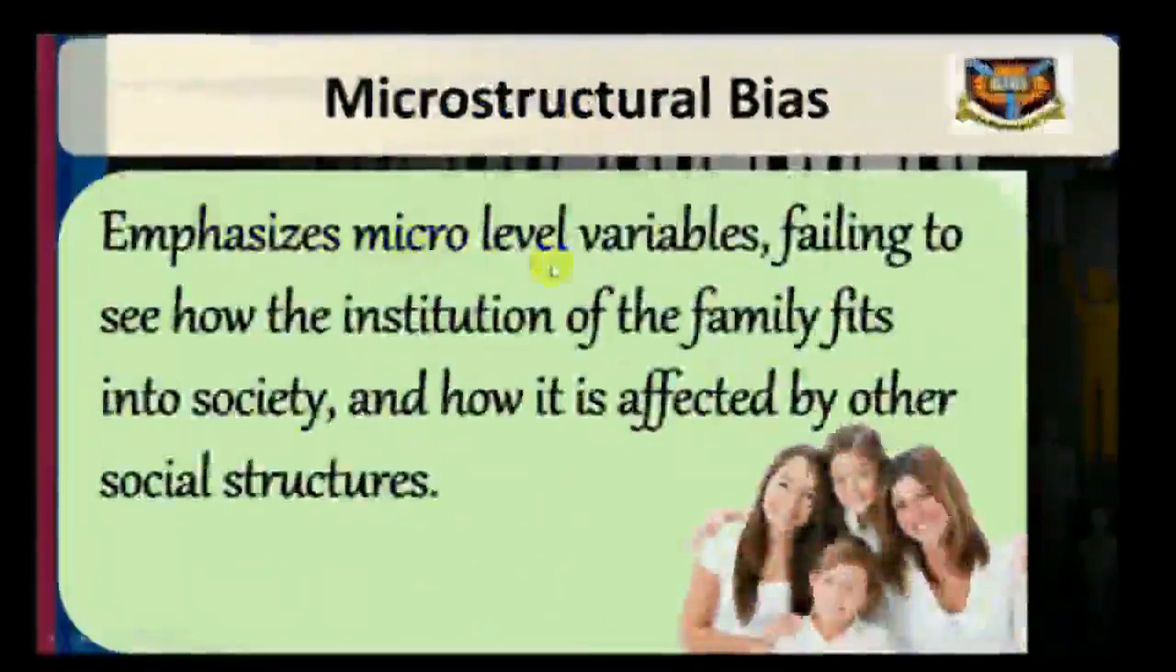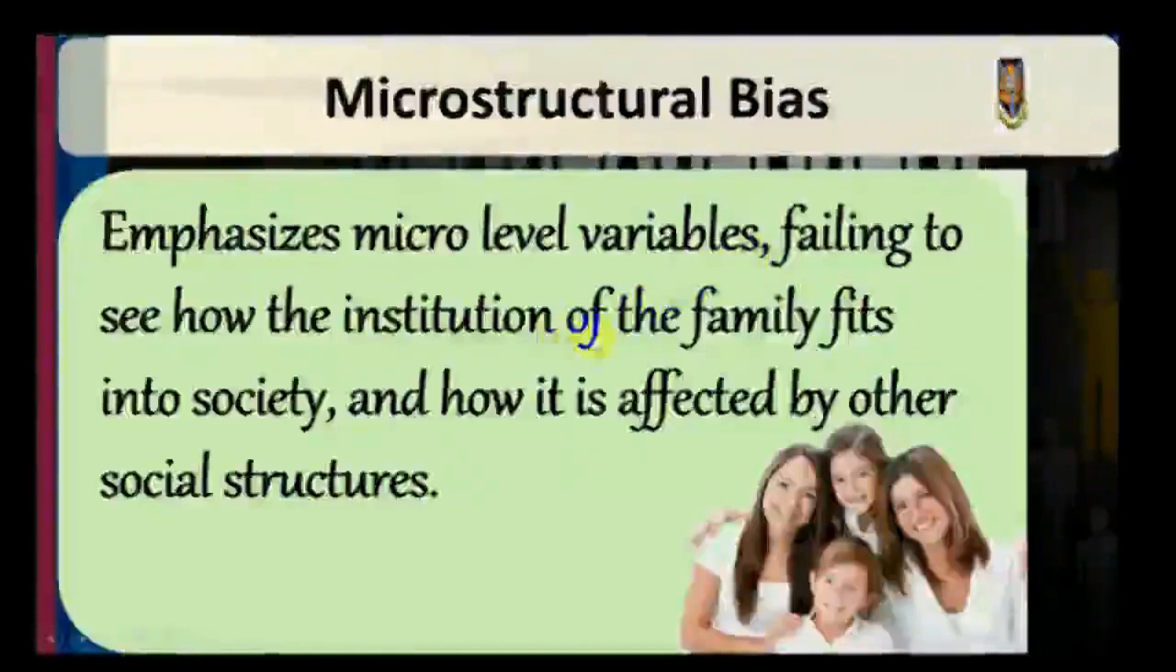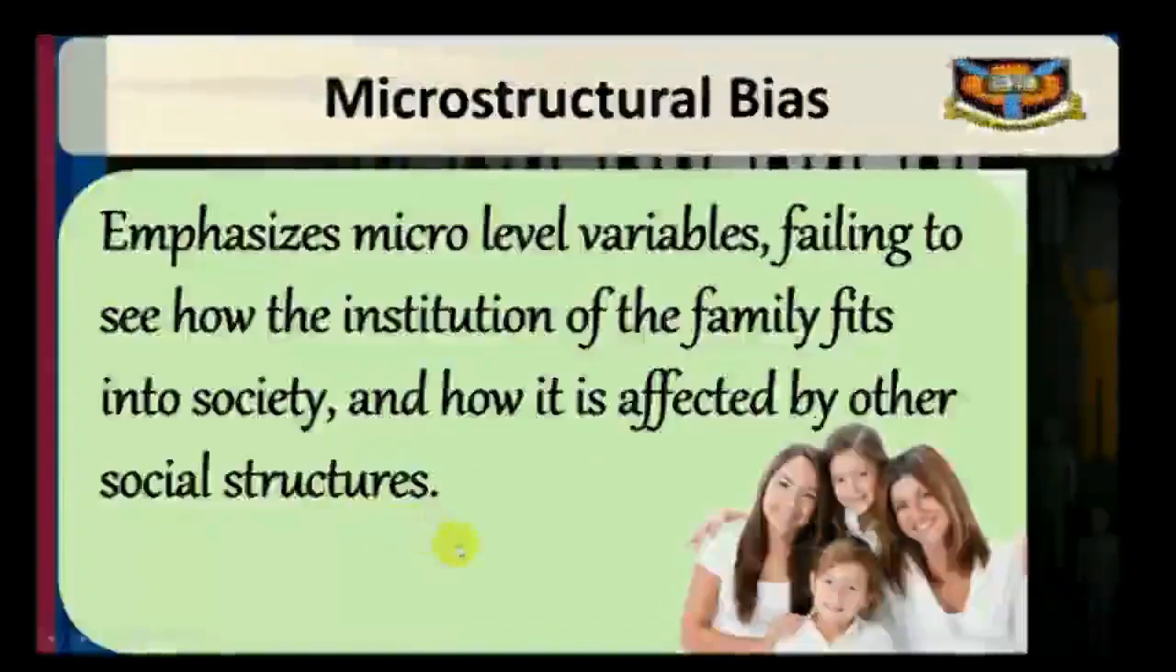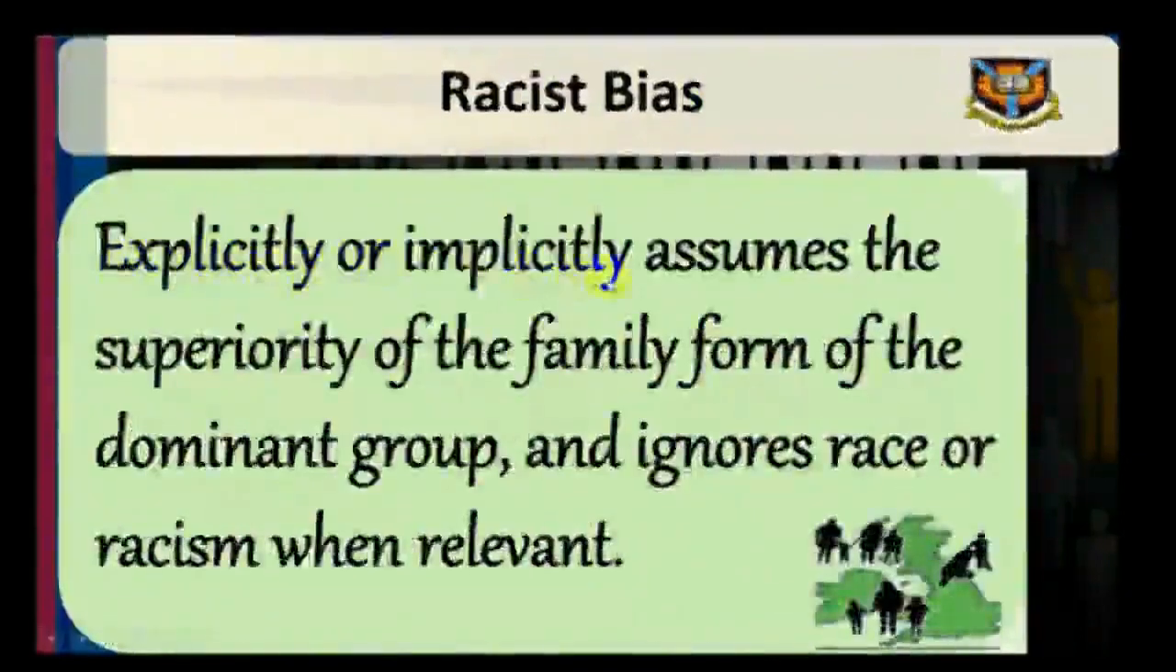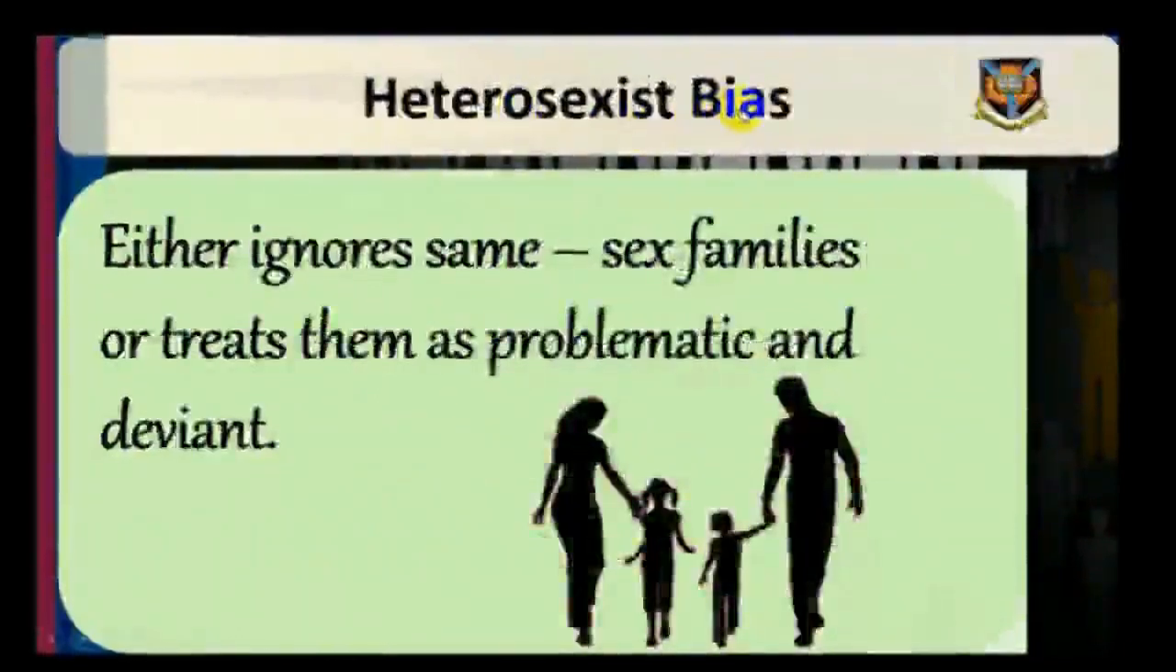Microstructural bias. This emphasizes micro-level variables, failing to see how the institution of the family fits into society and how it is affected by other social structures. Racist bias. This explicitly and implicitly assumes the superiority of the family form of the dominant group and ignores race or racism when relevant. Heterosexist bias. This either ignores same-sex families or treats them as problematic and deviant.